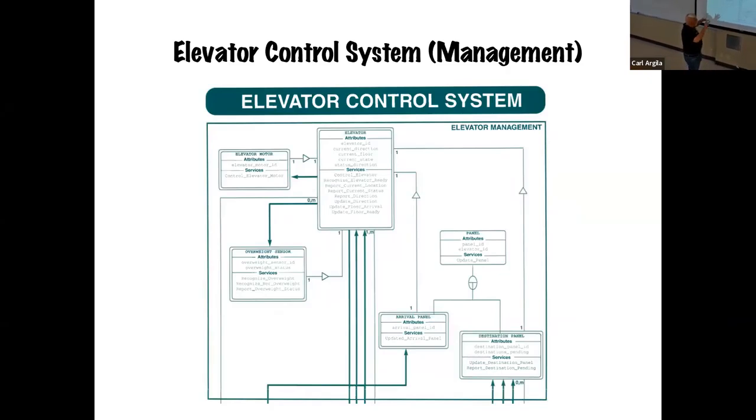These objects are all peers. They are peers. Well, let's look at the elevator for a moment. What does the elevator encapsulate as data? Something called an elevator ID, a current direction, a current floor, a current state, and a status direction, whatever that is. And what are the services that operate on those data? Well, those are things like recognize elevator ready, report current status, update direction, update something called floor ready, etc.